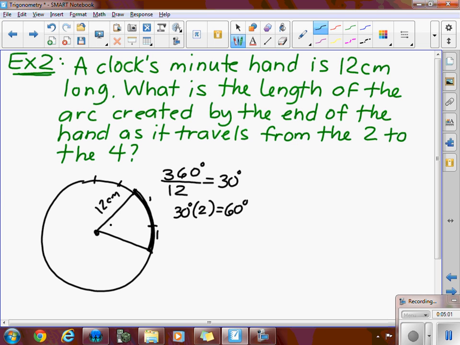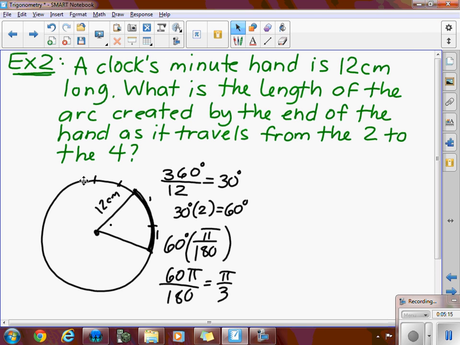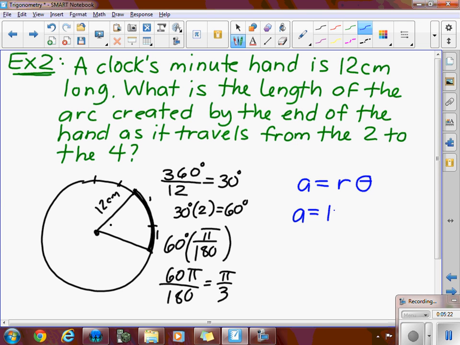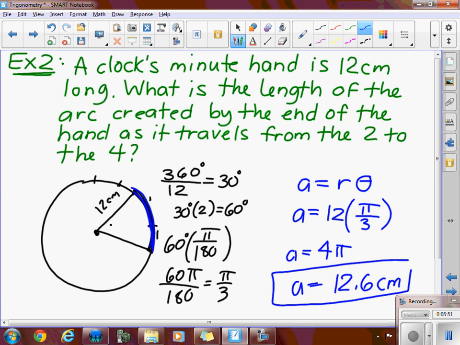Now all we have to do is take that 60 degrees and convert it into radians, because the formula needs that, and we get 60 pi over 180, or pi over 3 radians. So now we use that in our arc length formula, and we say the arc length would be the radius, the 12 centimeter arm, times pi over 3, which would mean that the arc created there is basically 4 pi units long. 4 pi units doesn't mean much to us, but if we take a decimal approximation, it is 12.6 centimeters along the edge of that clock.